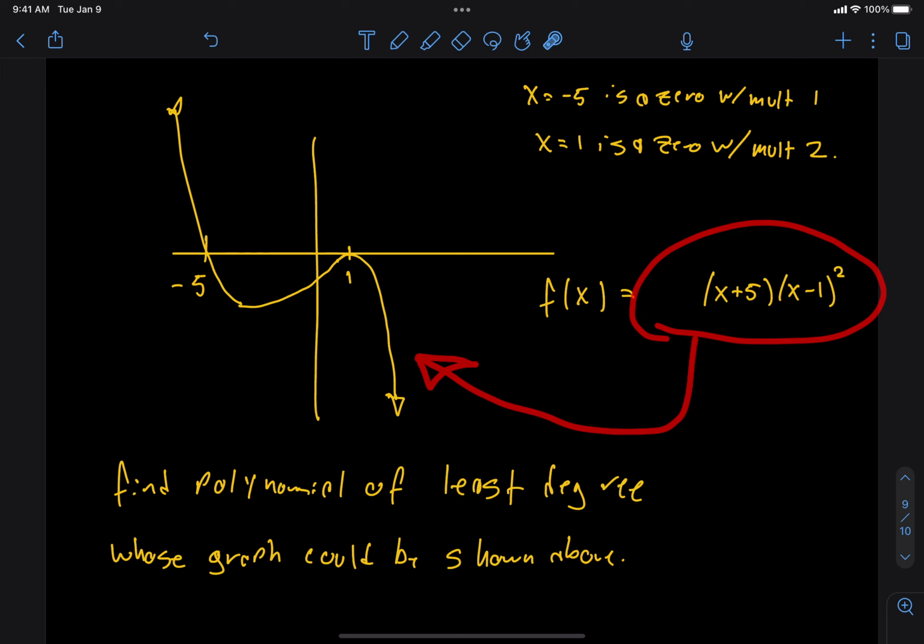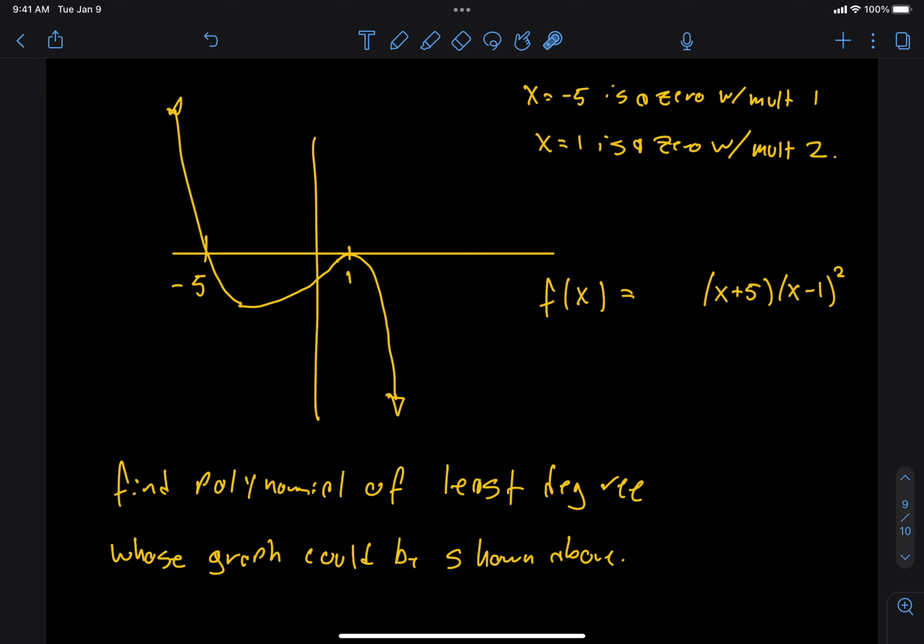Or is there anything wrong? Yeah, this is a cubic polynomial. Cubic polynomials normally look like this. But ours looks reversed, right? So this one's going to be negative.